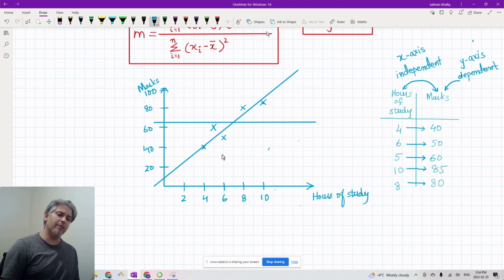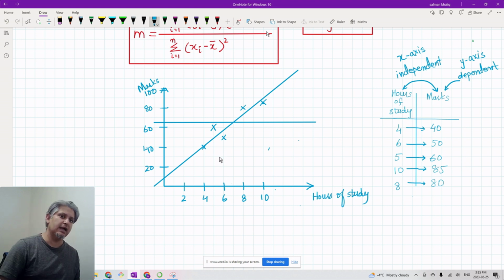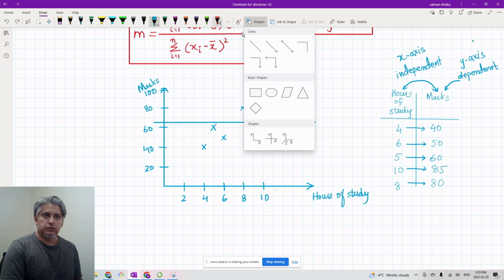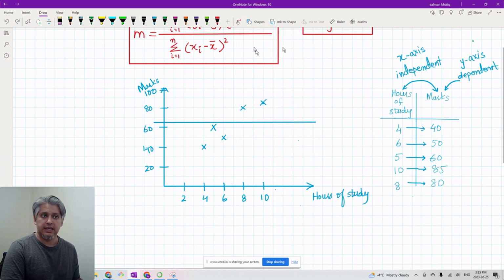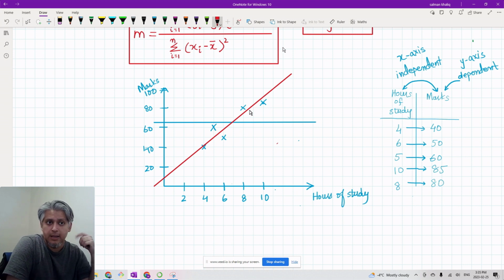Now, which is a better line? Just by visually doing it, we can see that this line, or I would just change the color maybe, so that we can differentiate it easily based on the color. So maybe I will say this line is a best fit. Whether the blue line would be a best fit or the red line would be a best fit, visually we have eyes, machines do not have eyes.